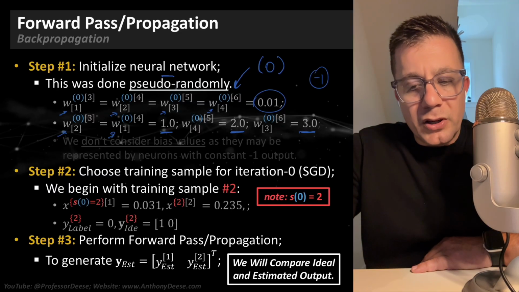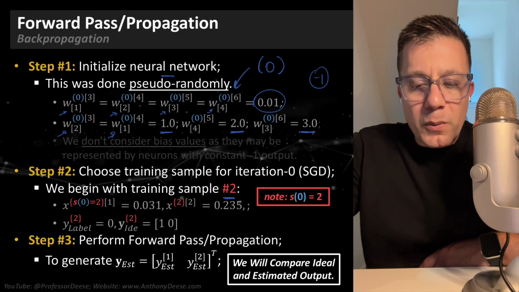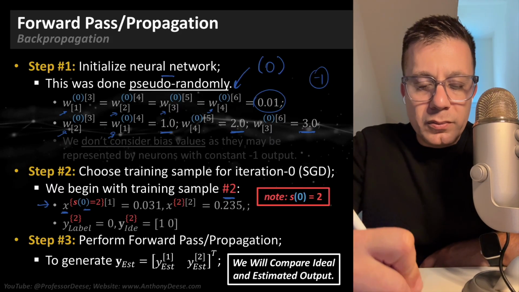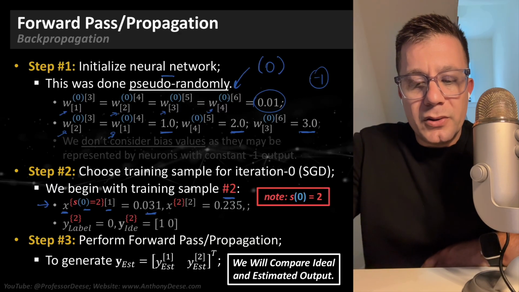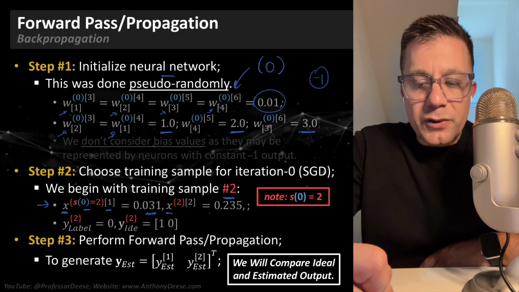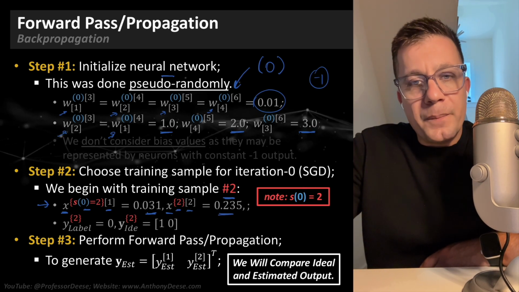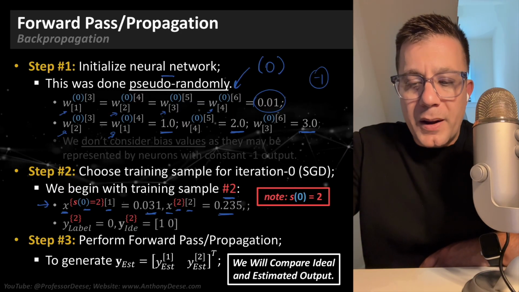We begin by using training sample number 2. We introduced this training sample a couple slides back. And so what we end up with are these input values. X for sample number 2, the first element, is equal to 0.031, and this comes directly from the training data. And then we have X for sample number 2, second element, equals 0.235, again coming from our sensors, our spatial averaging method, and then stored within the training data matrix.